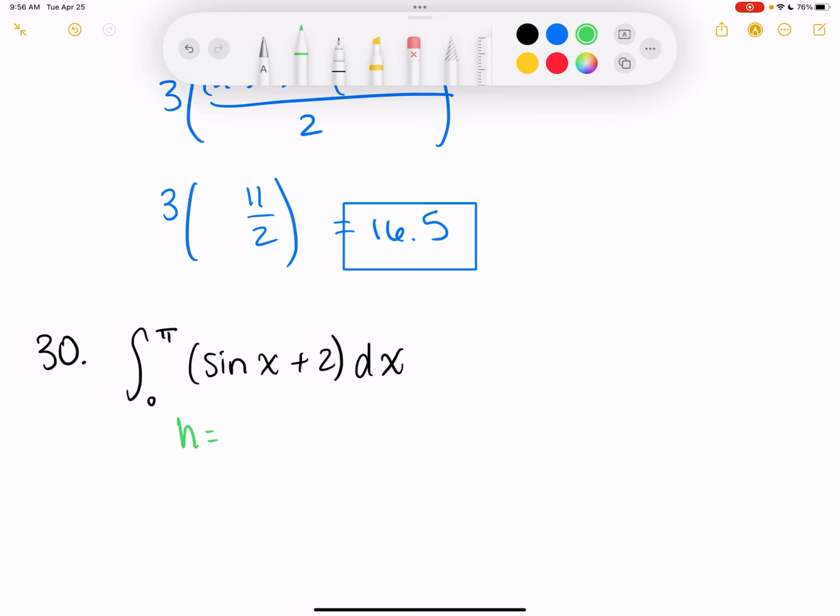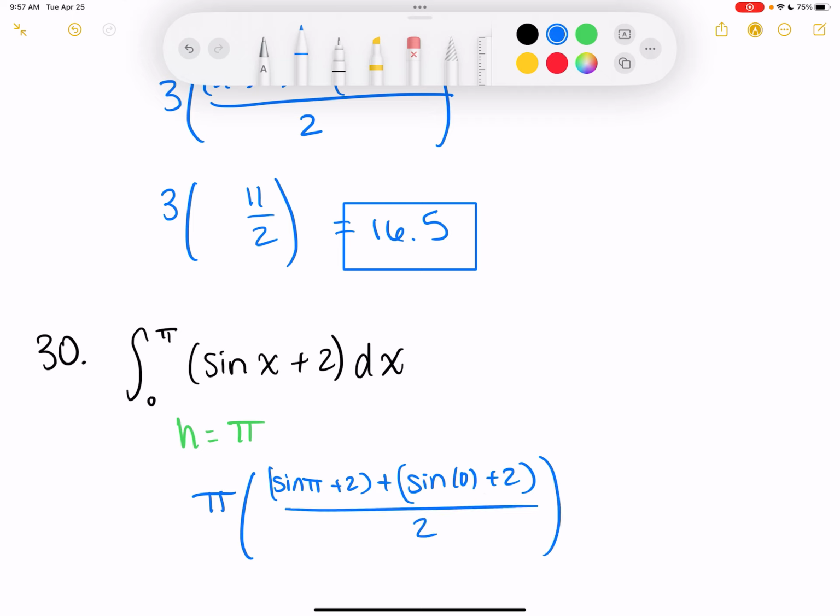All right, so the height of this would be what? 3.14. Wait. Pi. Pi minus 0, which is, yeah, I guess. I didn't know if you wanted the number. No, I just want pi. All right, so now I'm going to do the same thing, but plugging in. So pi times, okay, I'm going to again write it all out. Sine of pi plus 2, plus sine of 0 plus 2, all over 2.